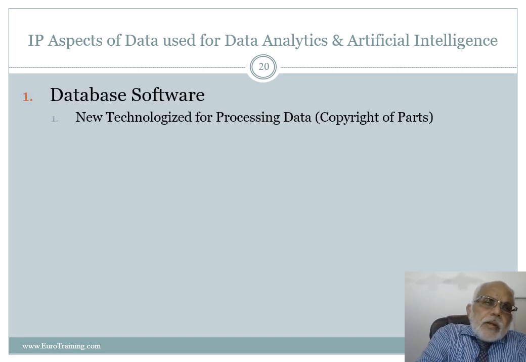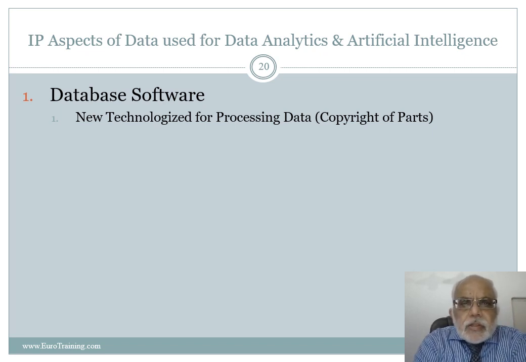Now, IP aspects of data used for data analytics and artificial intelligence. One big field for the future is data analytics and artificial intelligence. So we also need to worry about what are the intellectual property related aspects. Summarizing those aspects, we could say, for example, this data is kept in databases. So database software.